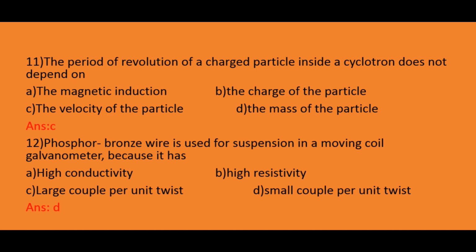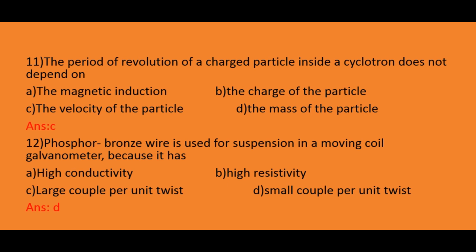The next question is: phosphor-bronze wire is used for suspension in a moving coil galvanometer because it has high conductivity, high resistivity, large couple per unit twist, or small couple per unit twist. Here the answer is D, small couple per unit twist. So we use phosphor-bronze wire in a moving coil galvanometer.